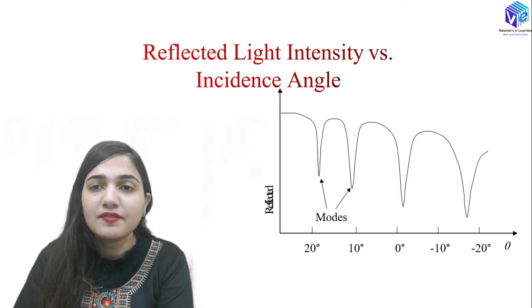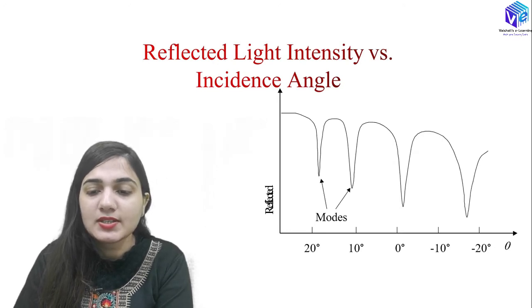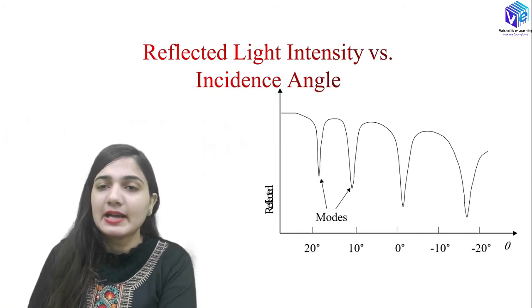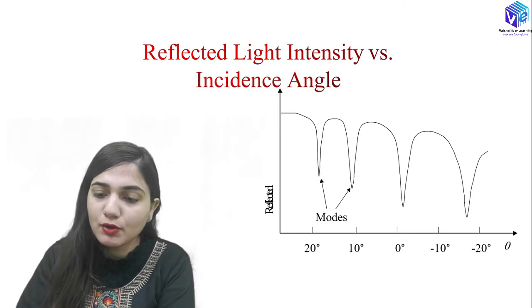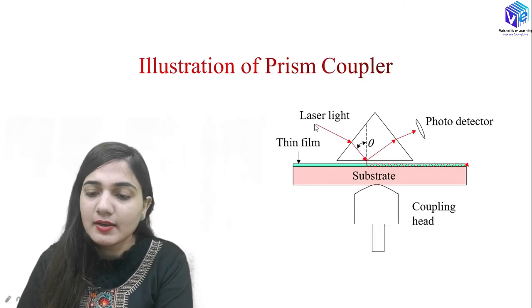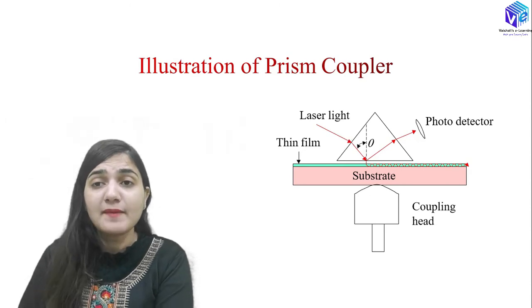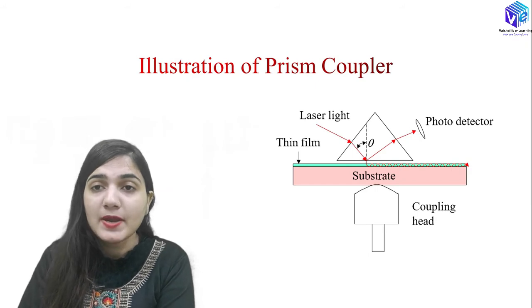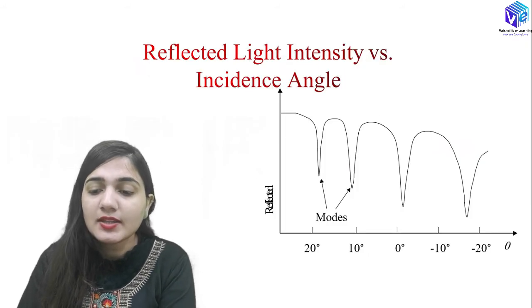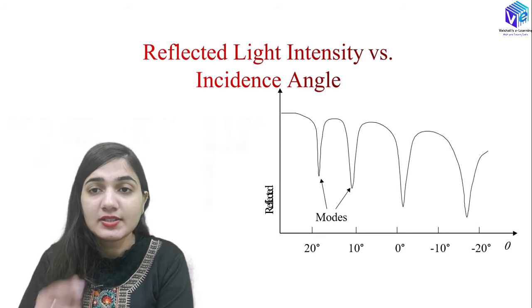Now, the reflected light intensity versus the incident angle. The photo detector can easily find out the intensity of the reflected light at different incident angles. If I change the incident angle, the laser light will be moving from this angle or from another incident angle. So if I change the incident angle, what will happen? The phase will change, and constructive and destructive interference are going to happen.